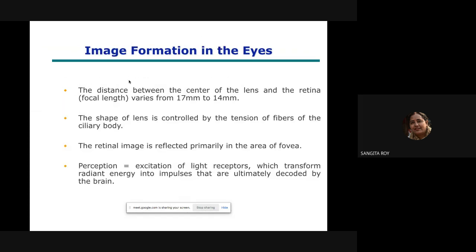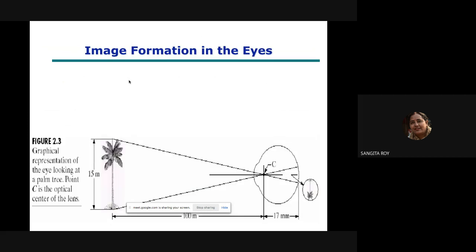Now, image formation in the eye. The distance between the center of the lens and the retina, the focal length, varies from 17 millimeters to 14 millimeters. The shape of the lens is controlled by the tension of the fibers of the ciliary body. The retinal image is reflected primarily in the area of the fovea. Perception is the excitation of light receptors, which transform radiant energy into impulses that are ultimately decoded by the brain.